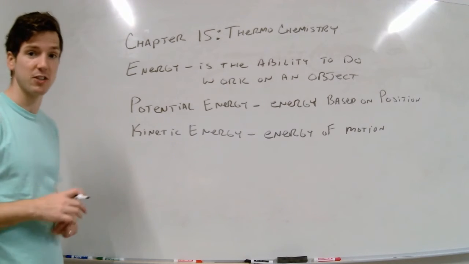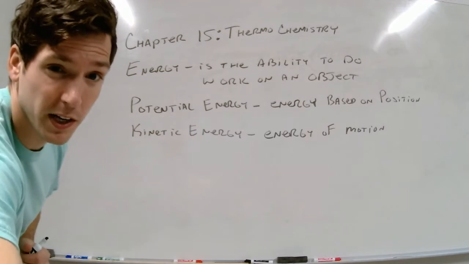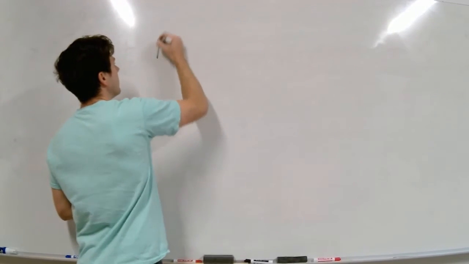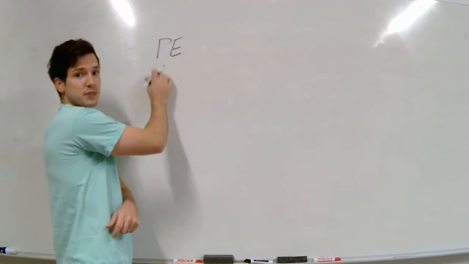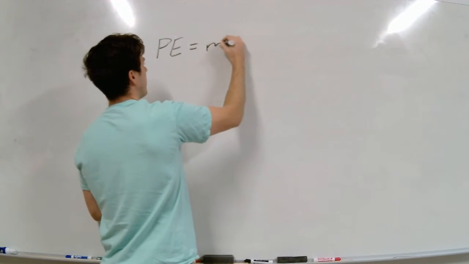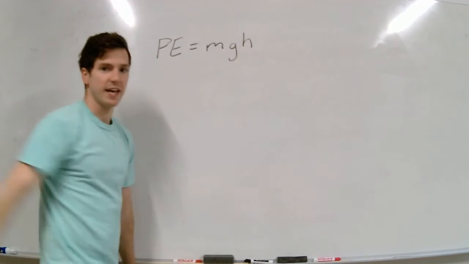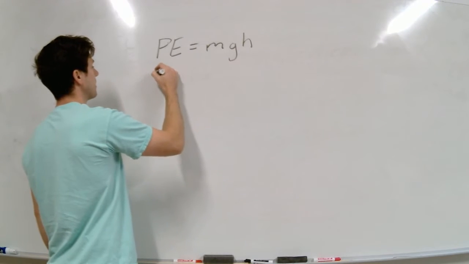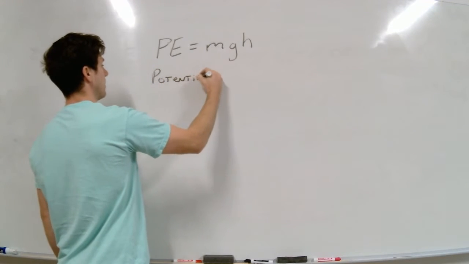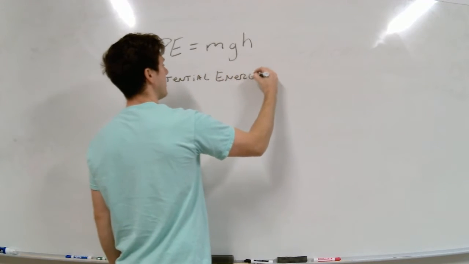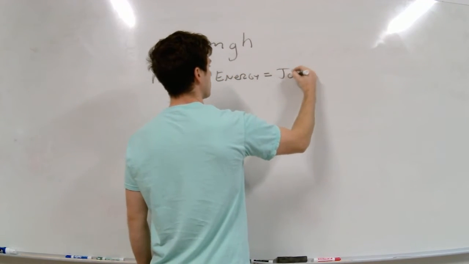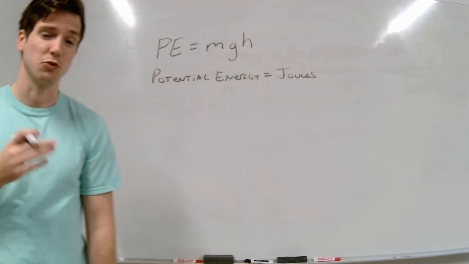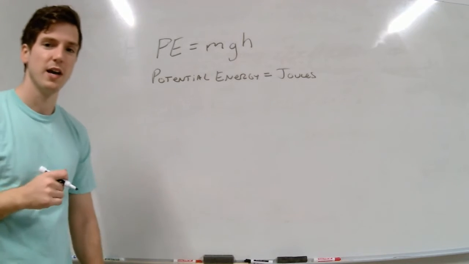So let's dive into potential and kinetic energy a little bit more, where we do some calculations. Let's start with potential energy first. Potential energy is represented by the equation potential energy equals mgh. Okay, well, what does mgh mean? Well, first of all, potential energy is what PE stands for, and it is measured in joules. Okay, it's measured in joules. 1 calorie equals 4.184 joules. We'll talk more about that later.